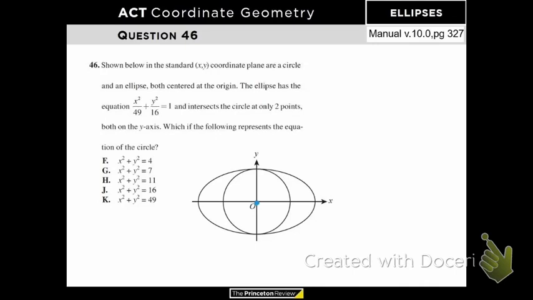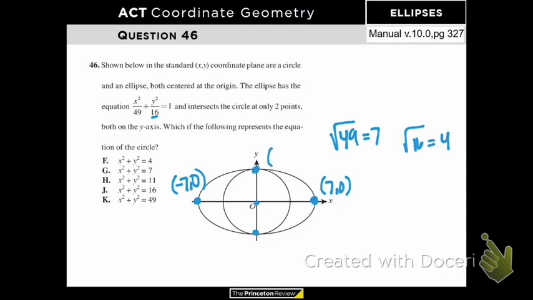For the ellipse, the x squared over 49, that 49 is telling me left and right. I take the square root, so I know that I'm moving left and right 7 units here. So this point is at 7, 0. This one is at negative 7, 0. I look under the y's, so the 16, again I take the square root. That gives me my 2 endpoints here. So this would be at 0, 4. This would be at 0, negative 4. You can see that that is where the circle touches as well.